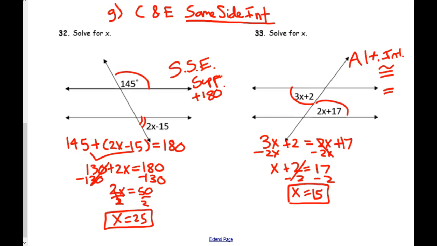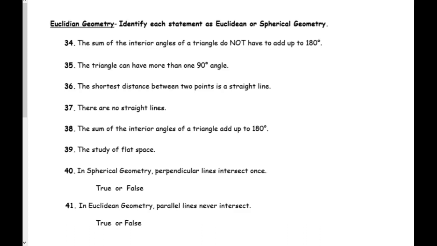All right. In Euclidean and spherical geometry, the sum of the interior angles of a triangle do not add up to 180. So remember, Euclidean, we can call it, air quotes, normal. That's what we've learned this year in regular flat geometry. And spherical is the one that breaks the rules. So if this one is not going to add up to 180, that's spherical. It can be greater than 180.